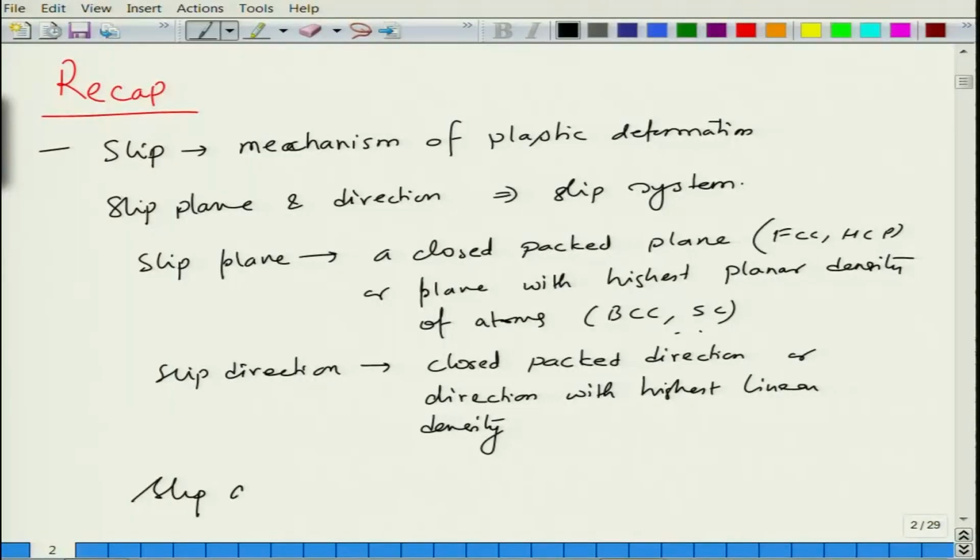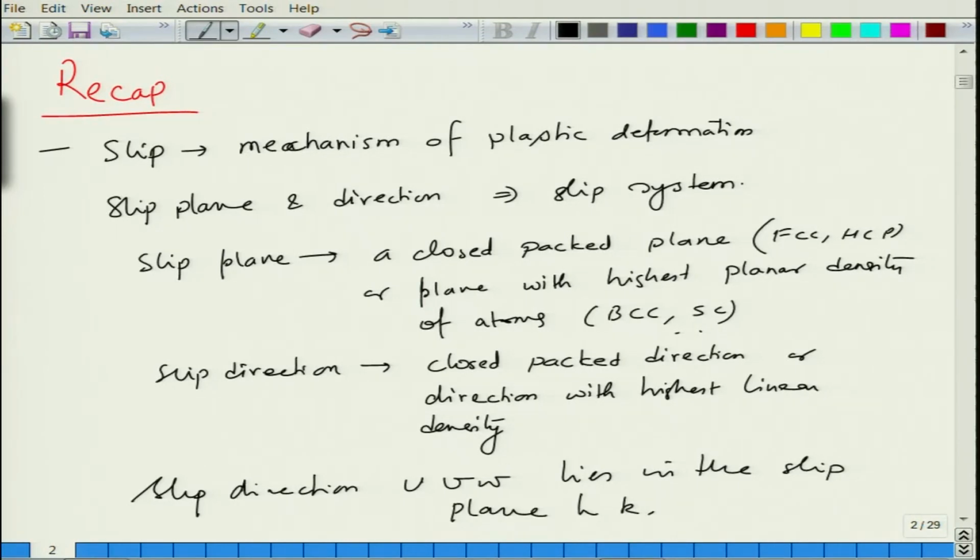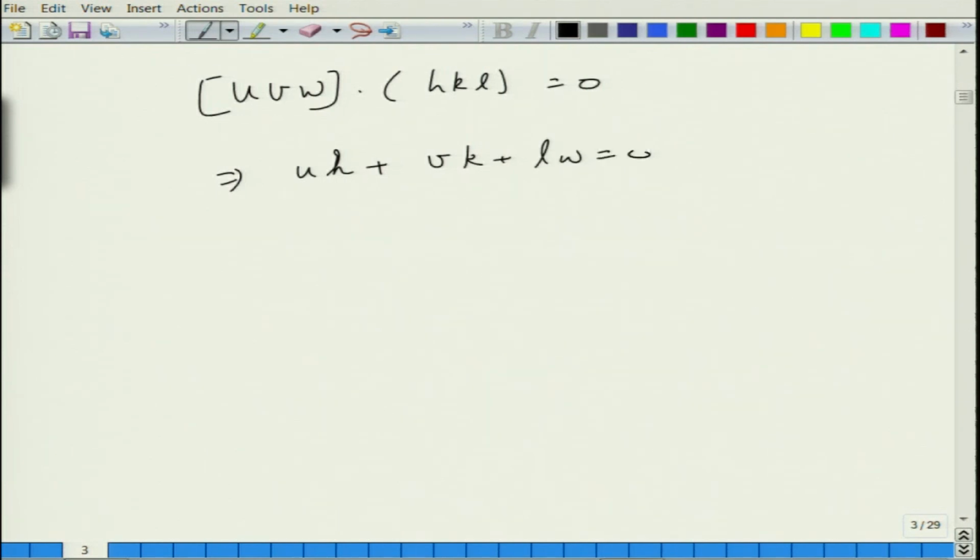Essentially, if you consider the touching sphere model, then in every solid you will by and large have a close packed direction, and this close packed direction will lie within the slip plane. The slip direction UVW lies in the slip plane HKL, implying that UVW dot HKL is equal to 0. That means UH plus VK plus LW is equal to 0. So, the dot product of the two is equal to 0. Basically, this is what the slip system definition will be.